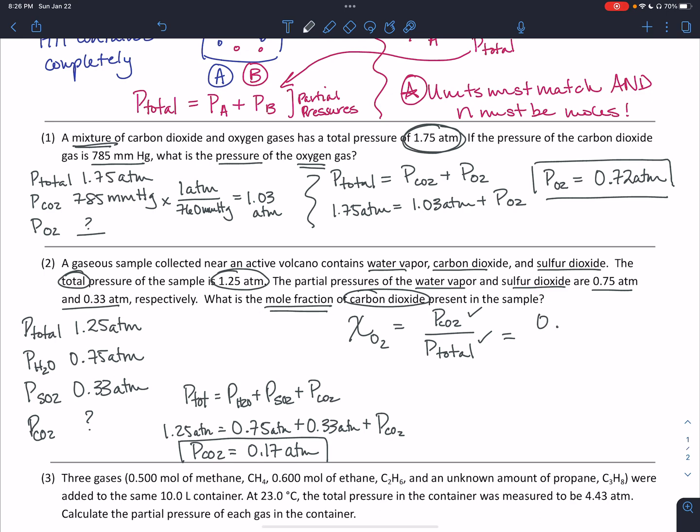All right, so now that I know the partial pressure of CO2, I can come back to my formula for mole fraction. So 0.17 atmospheres divided by the total pressure, which is 1.25 atmospheres. Those units are going to cancel, and my mole fraction is 0.136. All right, now there's no unit here, which is reasonable because it's just a mole fraction. One thing to keep in mind, it's a fraction. A lot of people want to multiply that by 100 and make it a percentage, but it's not a mass percent or a mole percent. It's a mole fraction. So we just leave it as is.